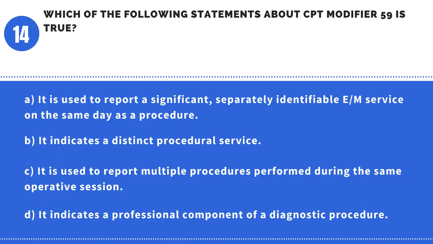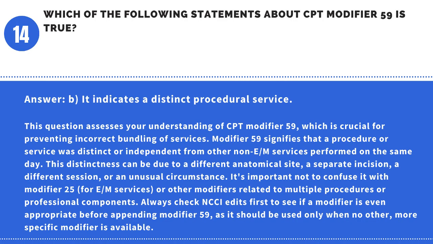Question 14. Which of the following statements about CPT modifier 59 is true? A. It is used to report a significant, separately identifiable E/M service on the same day as a procedure. B. It indicates a distinct procedural service. C. It is used to report multiple procedures performed during the same operative session. D. It indicates a professional component of a diagnostic procedure. Answer B. It indicates a distinct procedural service.